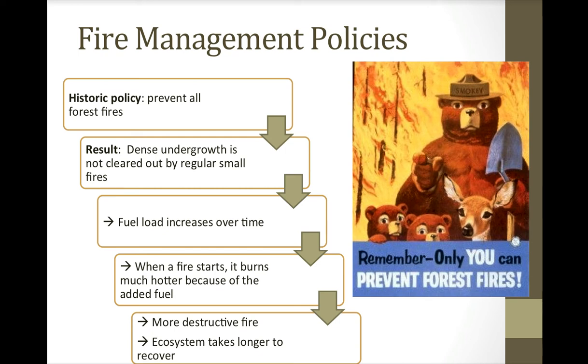So what would happen is that when a fire would start because of a lightning strike or someone being careless with a cigarette, it would burn much, much hotter and much, much faster because of that added fuel. Because the underbrush hadn't been cleared out periodically, those fires would burn much hotter and faster, which would mean we'd have a more destructive fire. We would end up with a crown fire instead of just a surface fire, and the ecosystem would take much longer to recover.